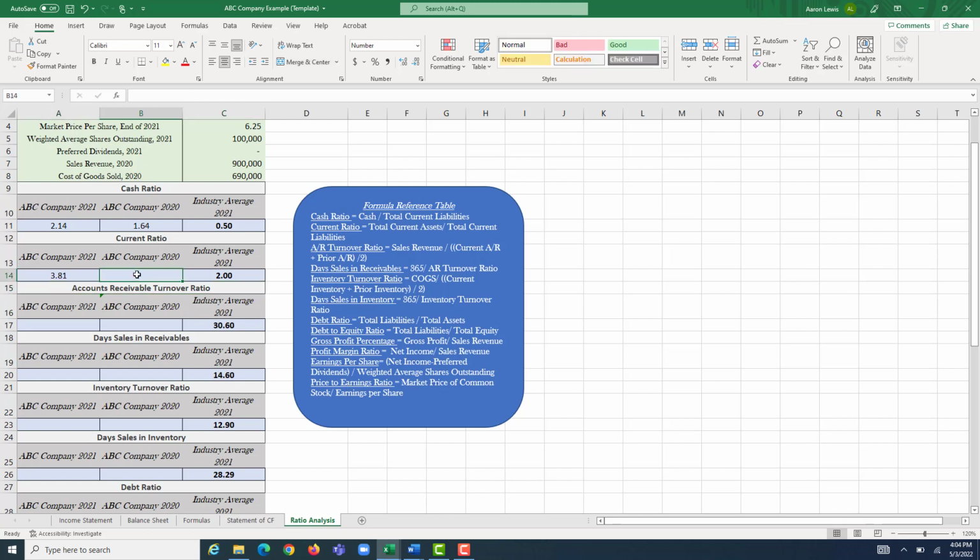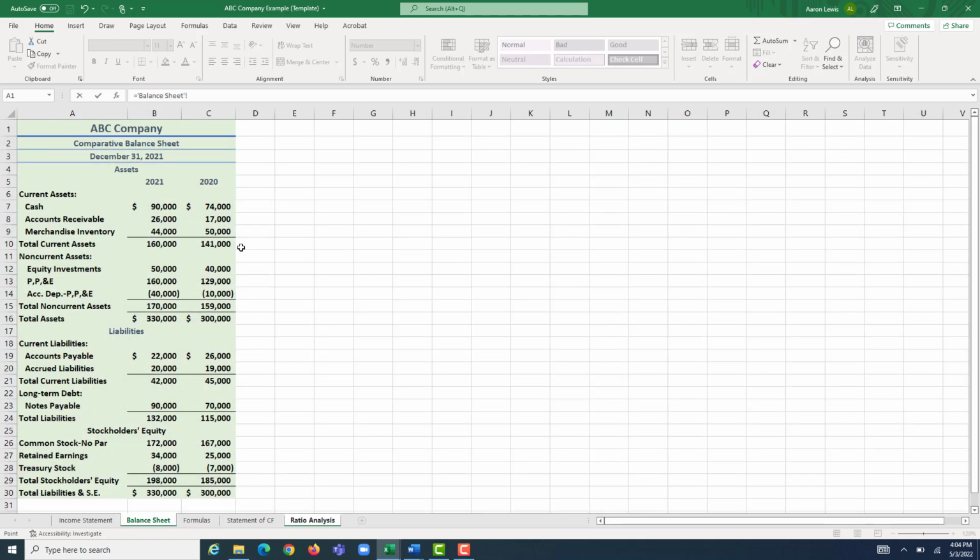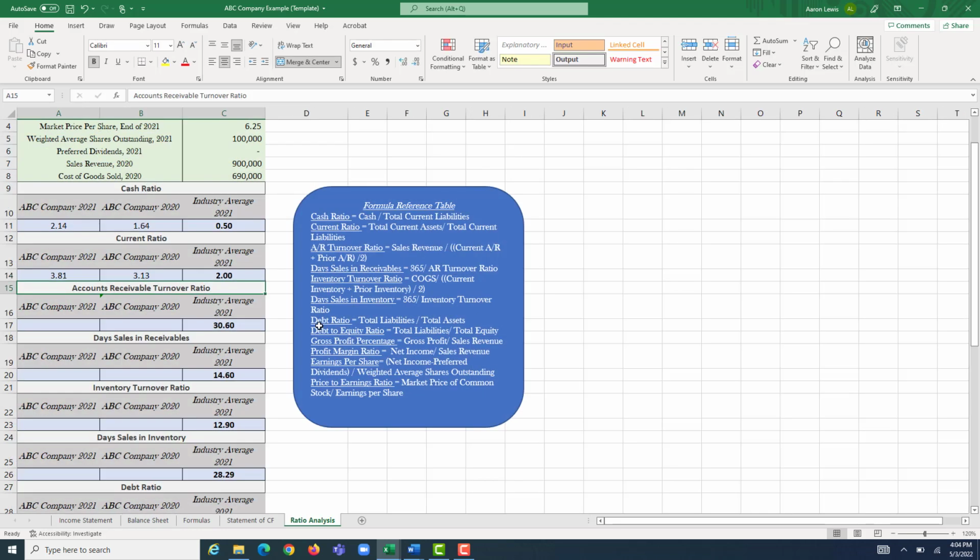How does that compare to where we were last year? I'm going to do the same thing. Hit equals, go back to the balance sheet, find our current assets were $141,000, divide them by our current liabilities, that is $45,000, and we come up with 3.13. So just like with the cash ratio, we're trending in a positive direction.